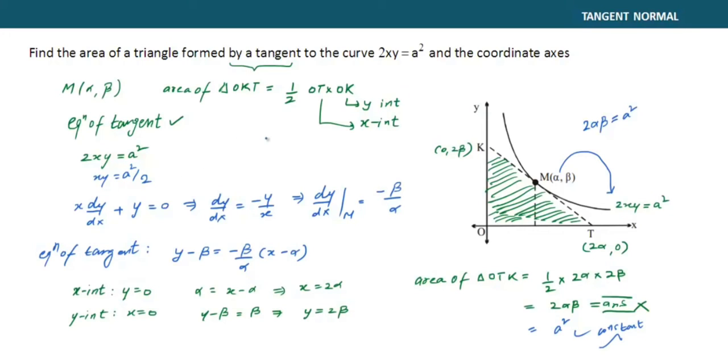It was asking you to find the area of a triangle. Irrespective of the point that you take, the area of this particular triangle between the coordinate axes will always be equal to a square, which is constant.